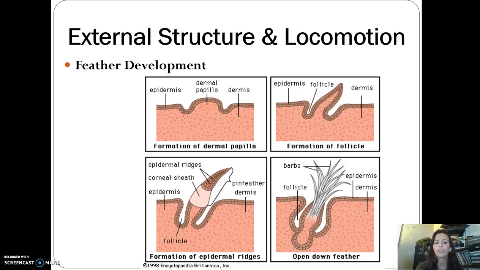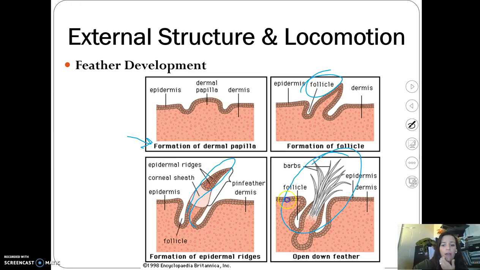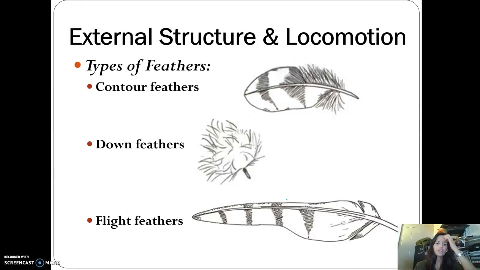Here's a closer look at how feathers are formed. You may want to pause this here and look at this in more detail, but it shows the formation. You start here, and then eventually the follicle forms, which then starts forming those ridges where the feathers start forming, until eventually you have that feather. There are three types of feathers we're going to focus on in this class: contour feathers, down feathers, and flight feathers.